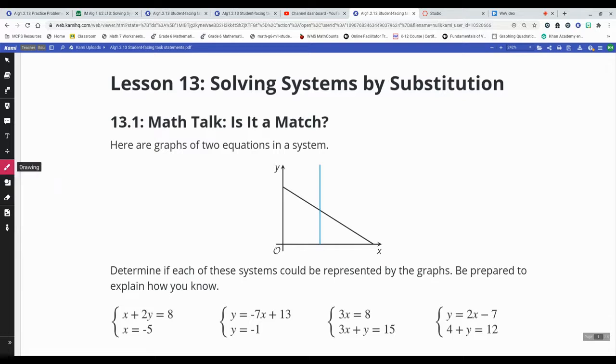So this is in our Unit 2 book, right? So the book we've been using all along, page 244. So I'll give you a minute to get to that.